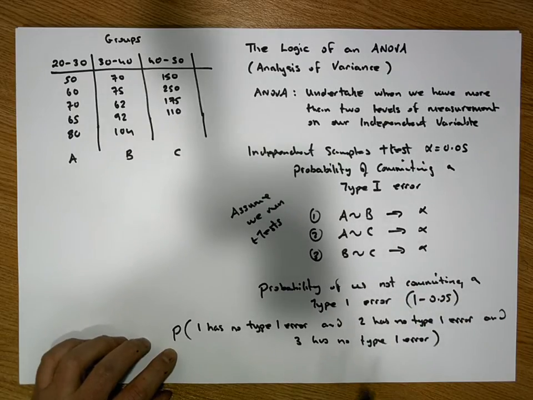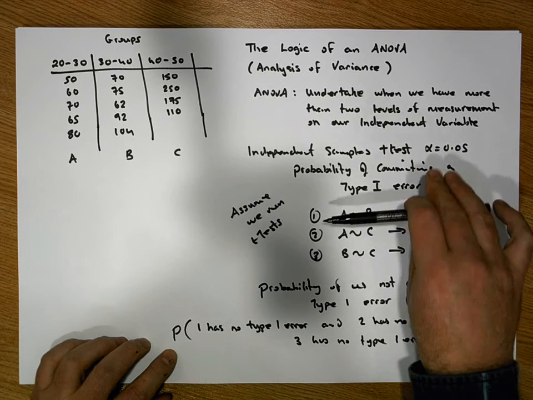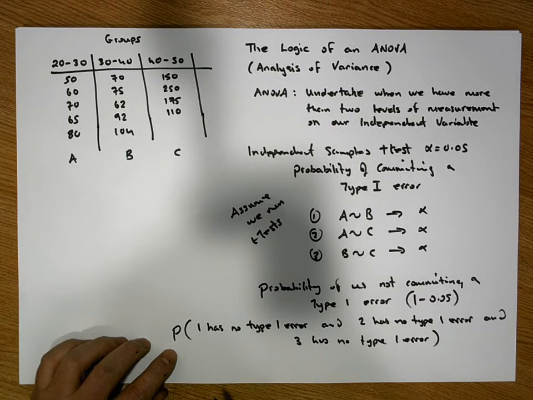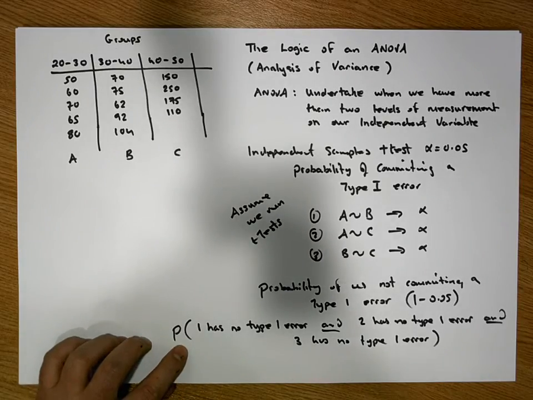Now, the rules of probability would suggest to us, in the case where we have independence across experiments, which is one of the conditions associated with ANOVA and one of the conditions associated with the independent samples t-test, that the probability of an AND is simply equal to the product of the individual probabilities. So the probability of this whole condition, which represents not committing any type 1 error, is simply the product of the individual probabilities.